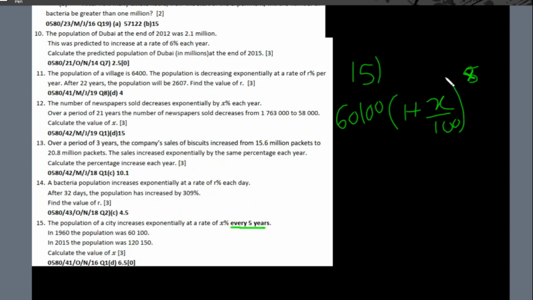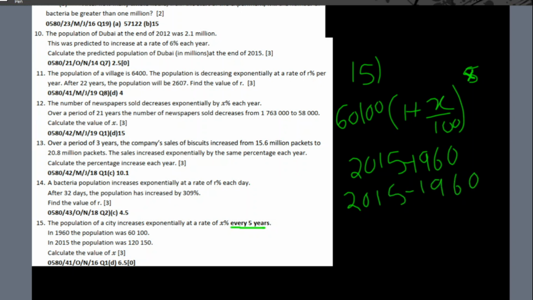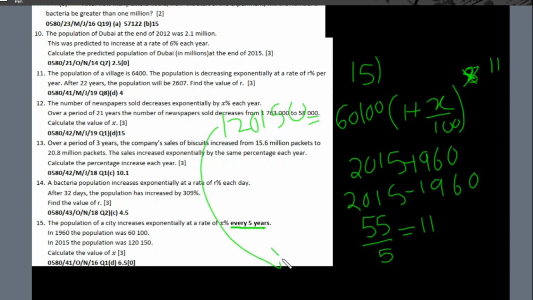So how many times will it increase from 1960 to 2015? So find the difference between 2015 and 1960. So that is 2015 minus 1960, that is 55 years. And how many 5 years do we have in 55 years? That is 11. So we write 11 here, and then we write 120150 here. So now let's solve this.